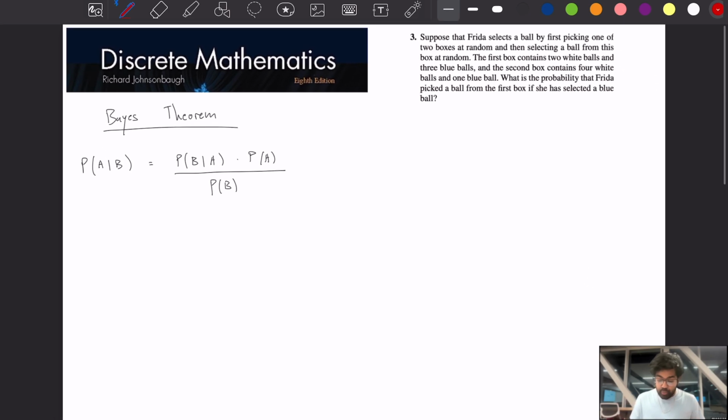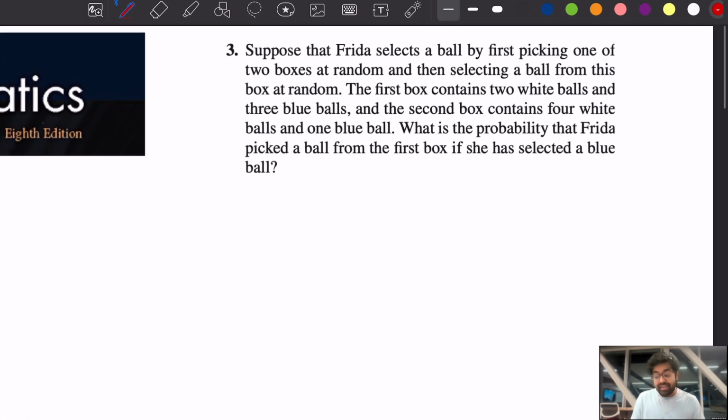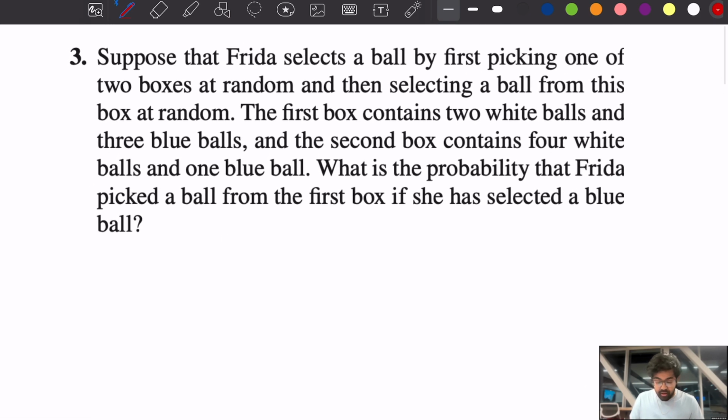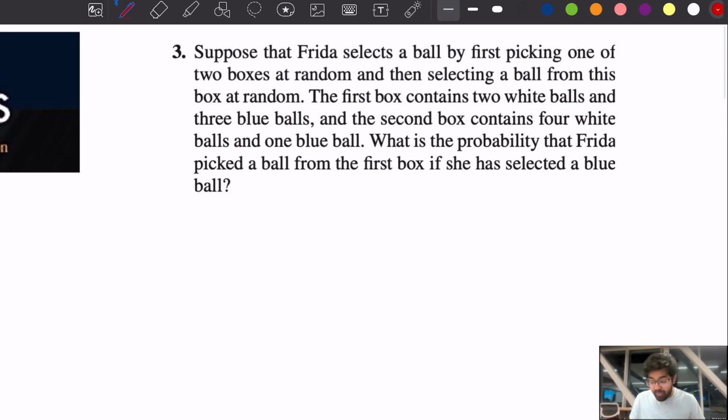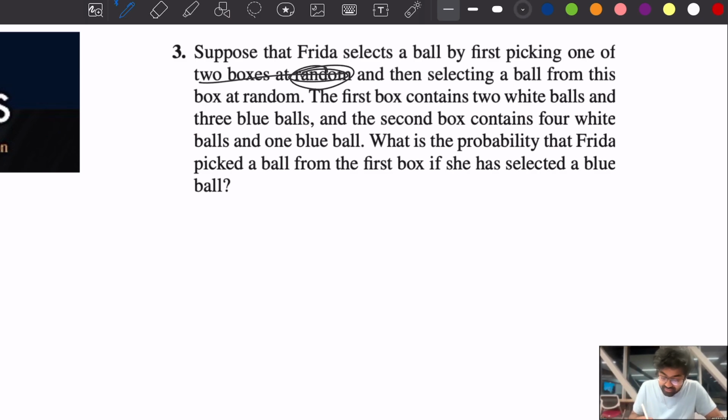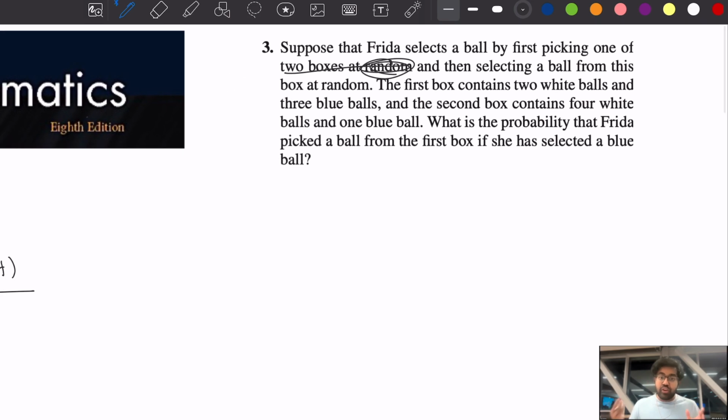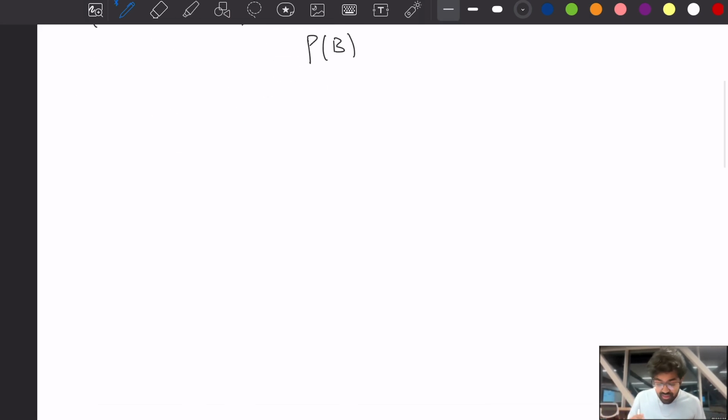We can see that with this question from Discrete Maths 8th edition, question number 3. Suppose that Frida selects a ball by picking one of two boxes at random. This is very important to read and understand. We're picking two boxes at random. This random means that we have a uniform distribution, so the probability of picking either box is equal. This could very easily have been box A is 40% and box B is 60%, so it's very important to read and understand that.